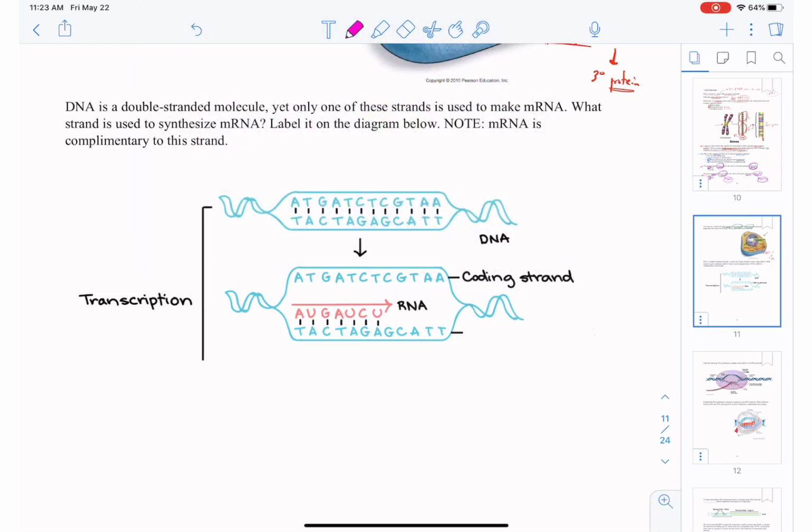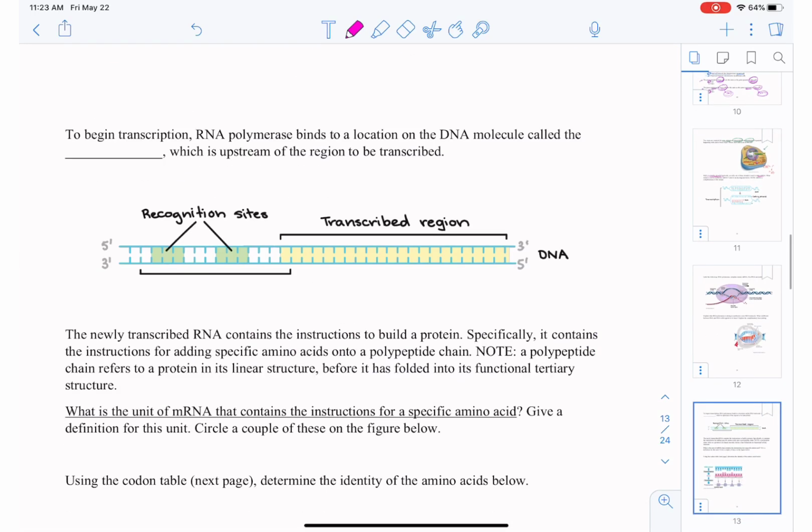Okay, DNA is a double-stranded molecule, yet only one of these strands is used to make mRNA. What strand is used to synthesize mRNA, and then label that on the diagram.